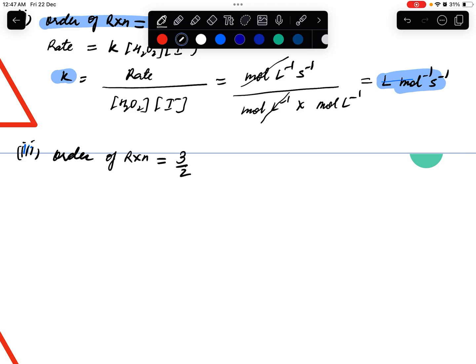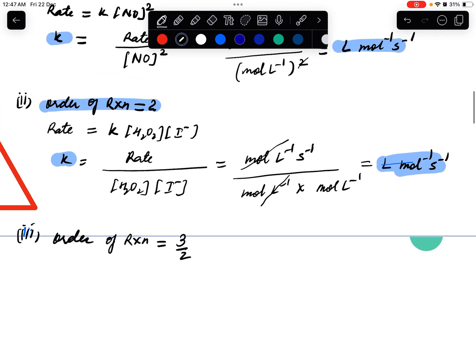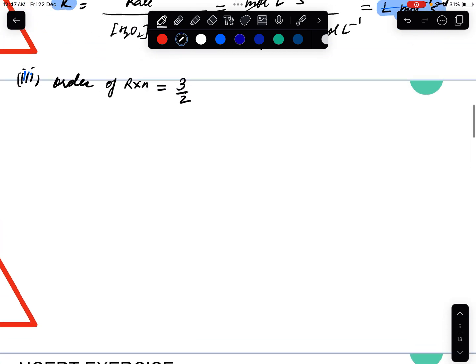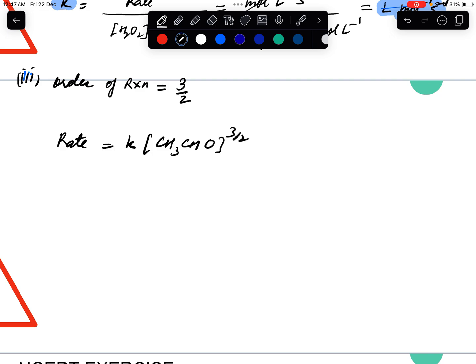Now for calculating the dimensions of K, what they have given in the equation, rate is equal to K, and so we'll write it as rate is equal to K, concentration of CH3CHO, and raised to the power 3 by 2. So K, dimension of K can be calculated as rate divided by concentration of CH3CHO raised to the power 3 by 2.